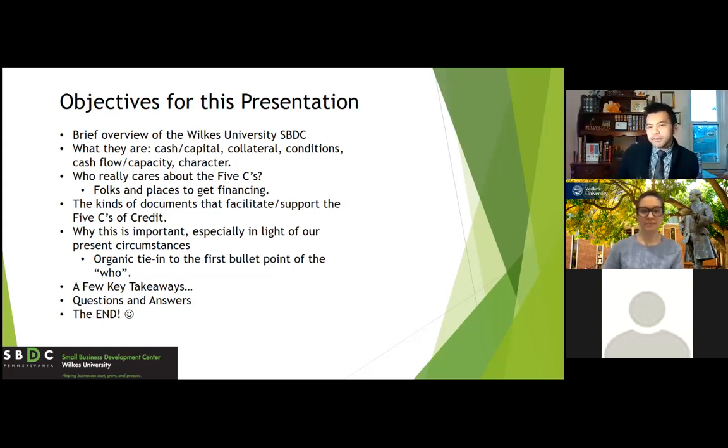You can't talk about the 5Cs without delving into the folks and the places who really focus on the 5Cs of financing, okay? So we're gonna cover a little bit into that. The documents that are required to facilitate and or substantiate the 5 C's of credit, we'll be mentioning in tandem with each C, as it were. We're going to talk about why this is important, especially in light of our present circumstances. You'll see that there's going to be an organic tie-in to the first bullet point of who is looking at the 5 C's of credit, all right?